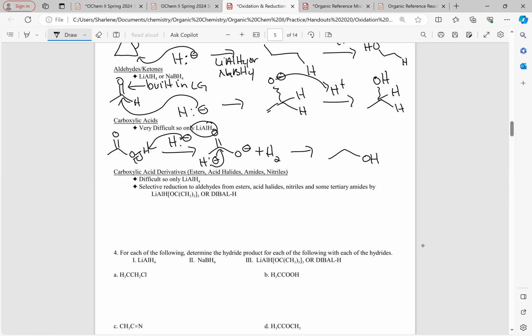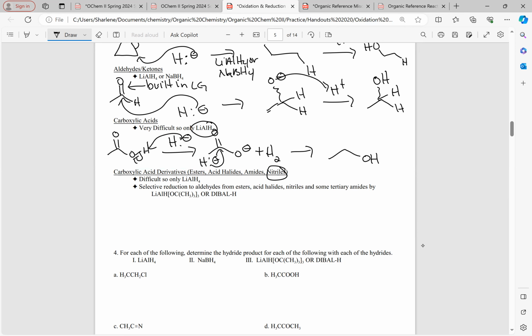Last but not least, carboxylic acid derivatives. Now, the carboxylic acid derivatives are pretty much everything else. The only one that seems a little weird is a nitrile. Like, I don't see the connection. How's that a derivative? It's because you can go back and forth in reactions and make carboxylic acids from them, or they can be created from carboxylic acids. That's why they're called derivatives.